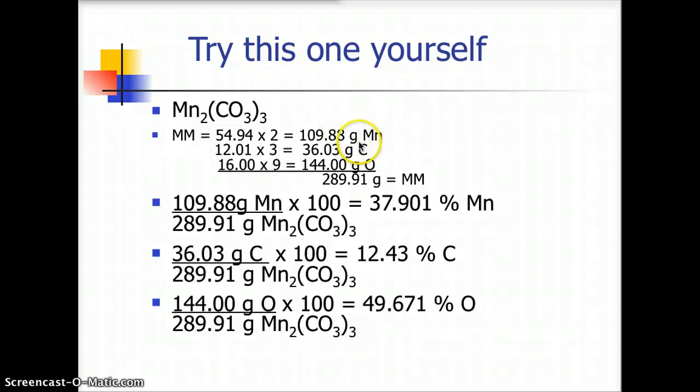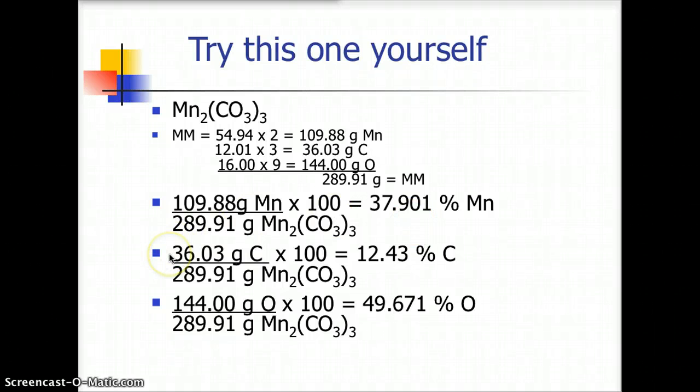So we add all of that up, and that is our molar mass of the whole compound. Same thing we've been used to doing already with our mole calculations. The only new part is now we're going to take each individual piece and divide it by the whole thing. So we take the part that's just the manganese, divide by the whole thing, times 100, and there's our percent of manganese.